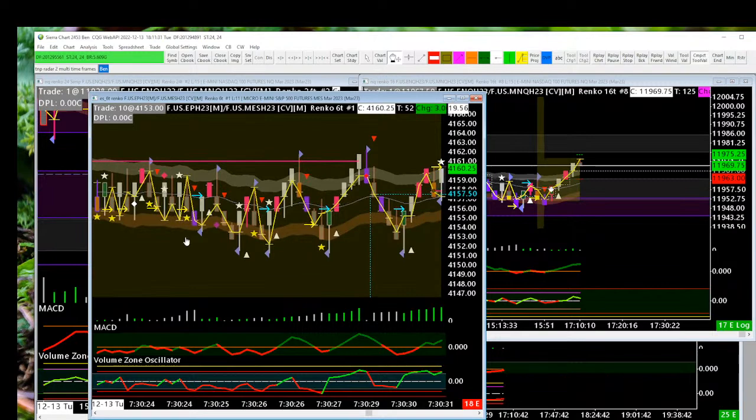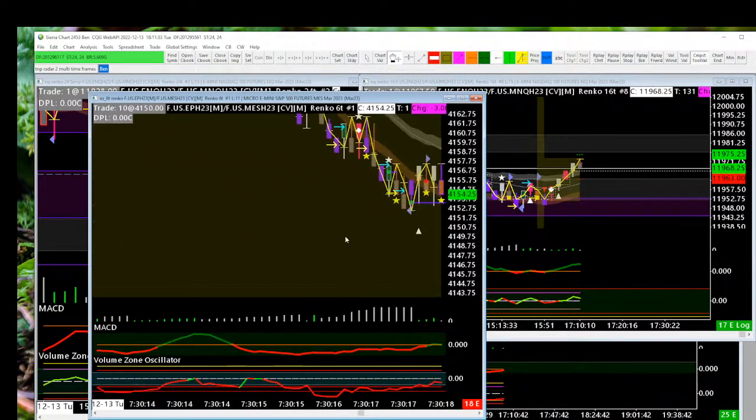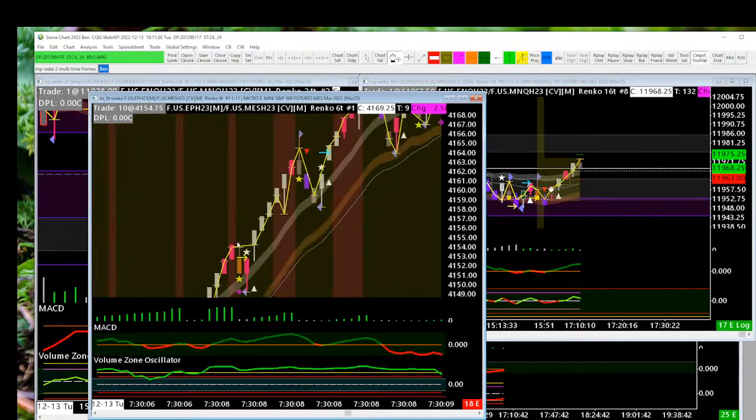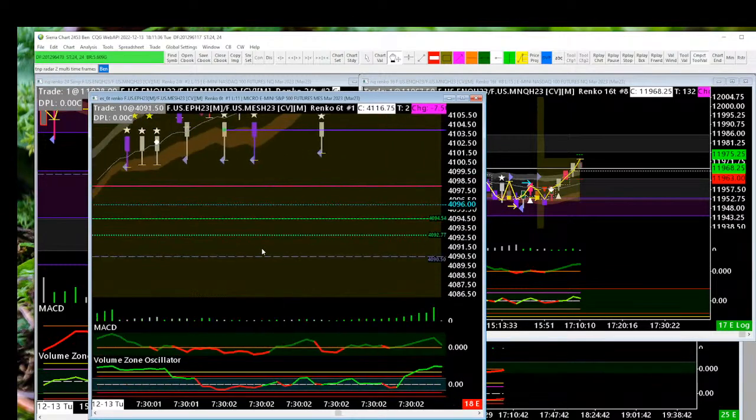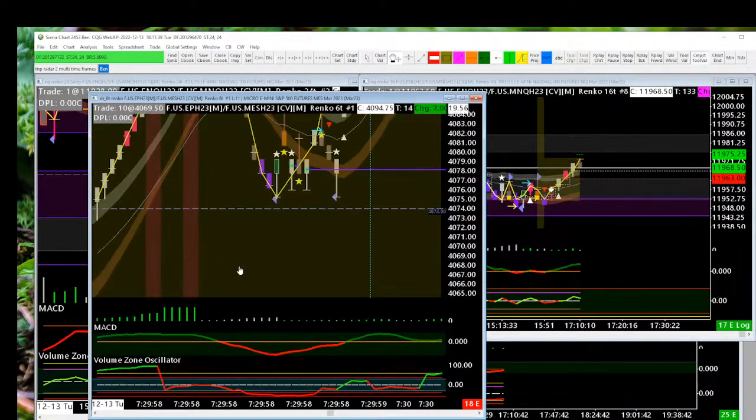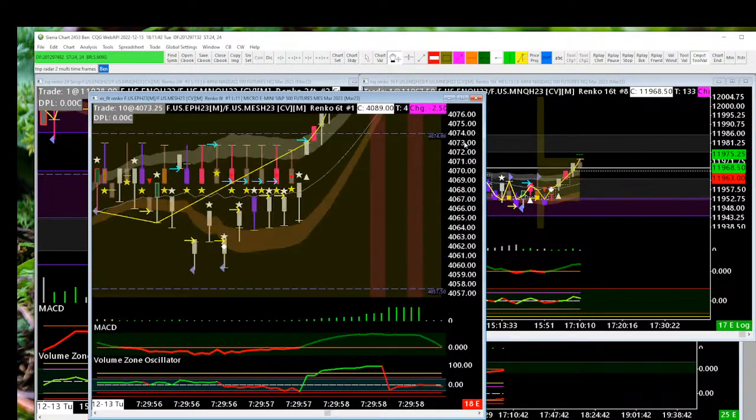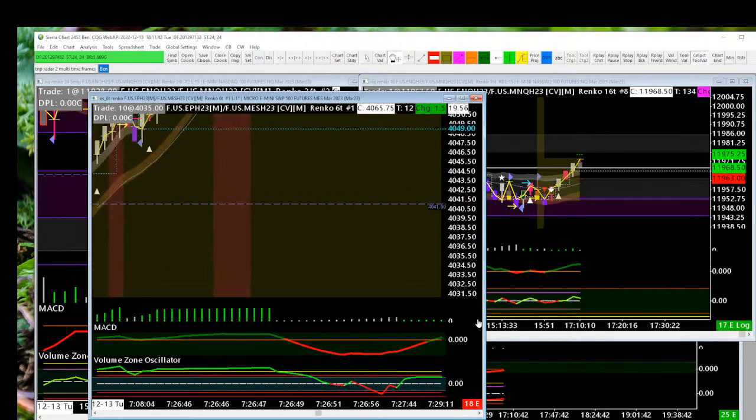No setup. Oh, this is CPI. I don't care about this. Back before 7:30. Okay, so that's right before CPI. No, I don't want to trade that. Here we go.